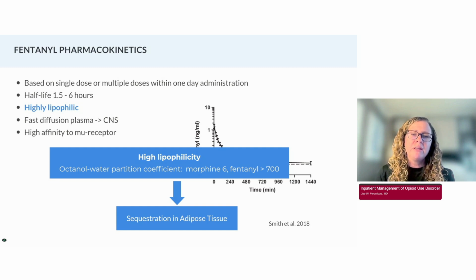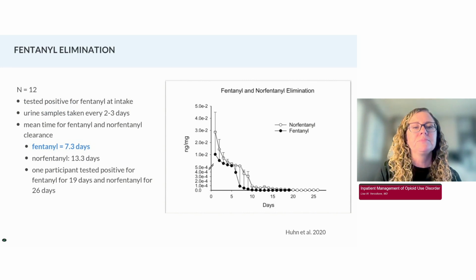Fentanyl is incredibly lipophilic. For instance, there is a partition coefficient called the octanol water partition coefficient, and morphine is given a coefficient of 6. Fentanyl has a coefficient of greater than 700. So what is happening is these large amounts of fentanyl that are being used on a daily basis are being sequestered into the adipose tissue, and they're being stored there. And it's essentially acting as if it has a long half-life, a slow release type of product. This is making it incredibly difficult to get people onto buprenorphine.